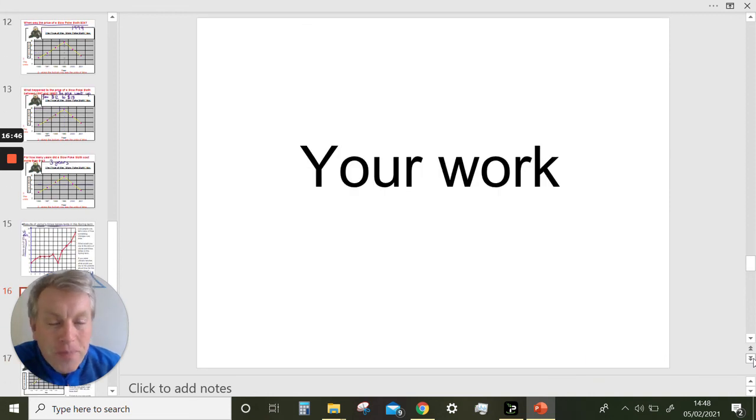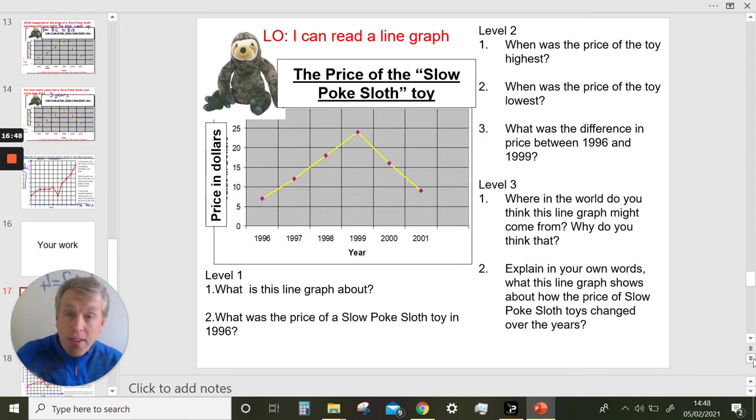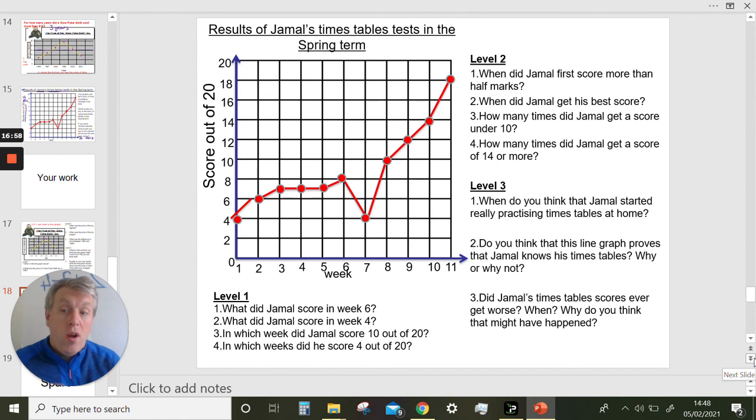So, your work is to have a look. I've given you these 2 line graphs and asked you some different questions about them. One about the price of the Slowpoke Sloth toy, and the other one about Jamal and his times tables tests in the spring. So you're going to practice reading and understanding line graphs, and we're going to do some more of that in our next lesson.